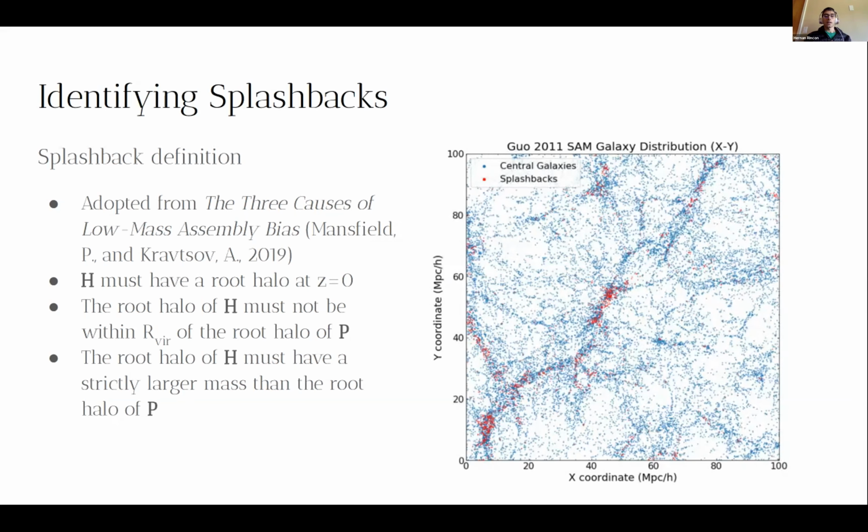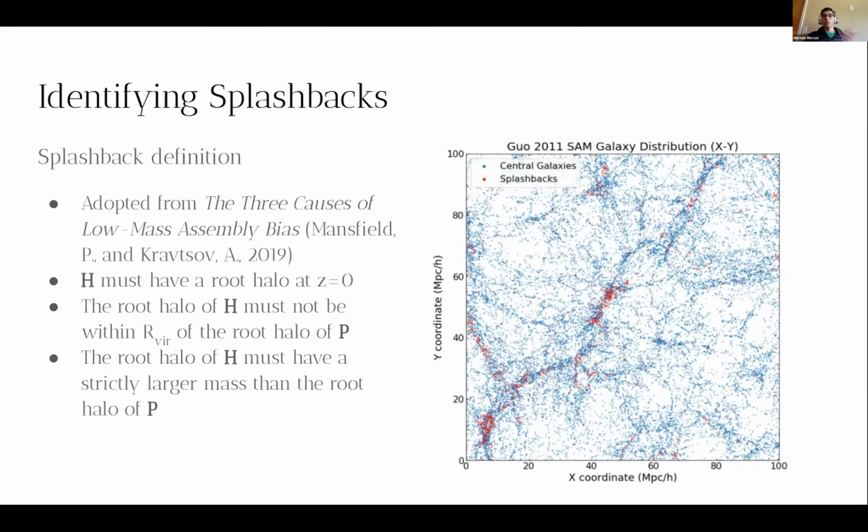But we used that data and analyzed it. The first thing that I did was to identify which galaxies in this semi-analytic model of galaxy evolution are splashbacks. We adopted a definition from a previous paper that looked at splashback galaxies as a potential cause of halo assembly bias, a phenomenon that is distinct from but related to galaxy assembly bias.